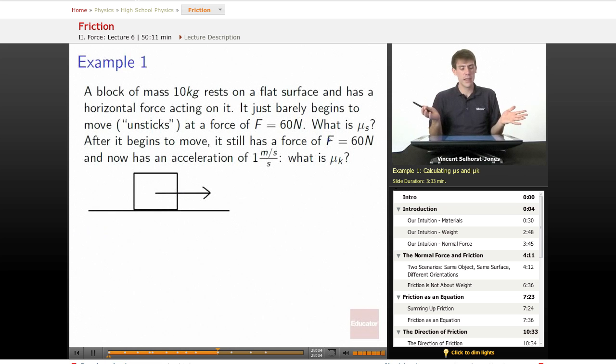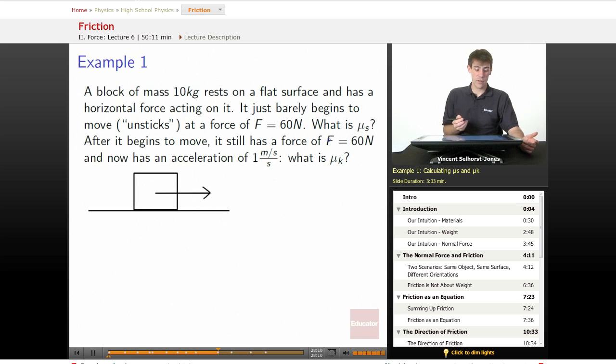All right, let's finally get to talking about the examples for normal basic friction. So we've got a block of mass 10 kilograms resting on a flat surface and has a horizontal force acting on it. It just barely begins to move. It unsticks at the force F equals 60 newtons. So what is mu S?